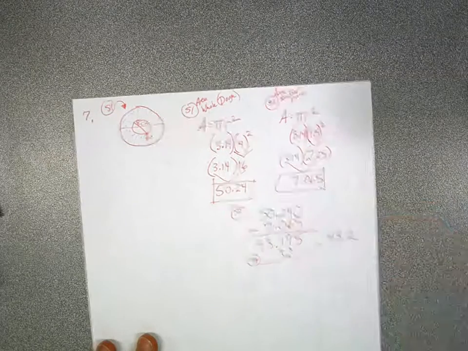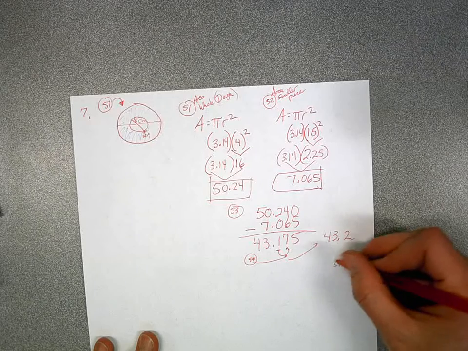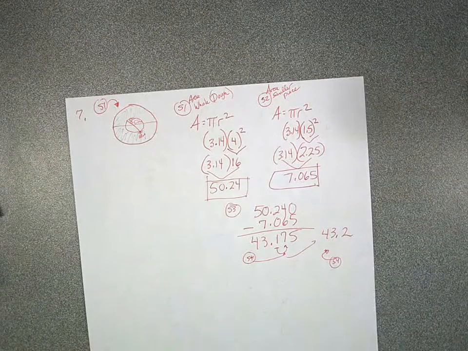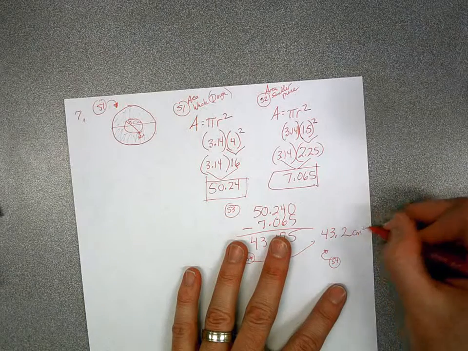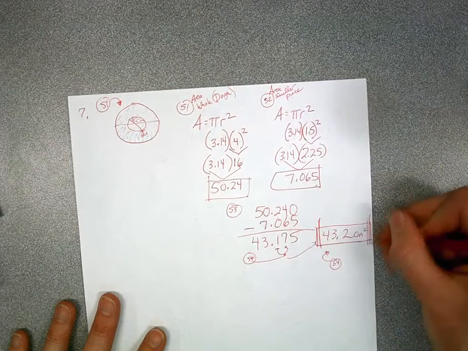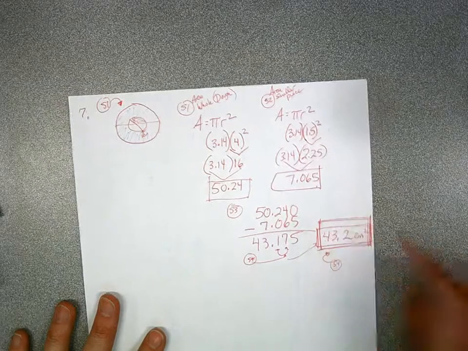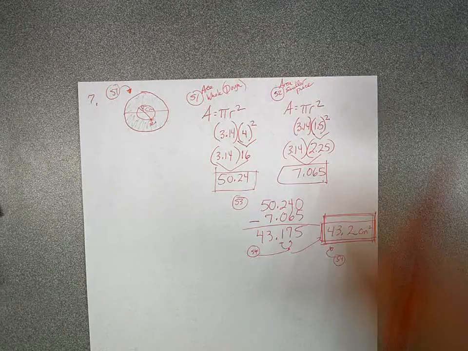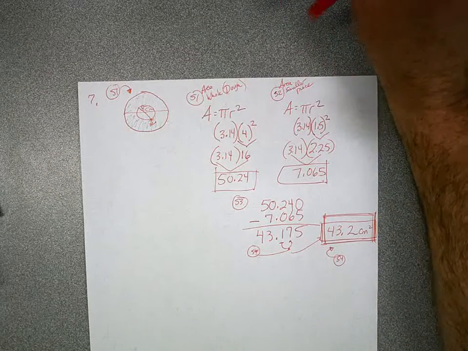And then on this bigger problem, here comes step 4, and that is put your units on there. So it is talking about centimeters, so it is square centimeters. And that is our final answer. Okay, questions? All right. So some extra types of problems for area of circle.